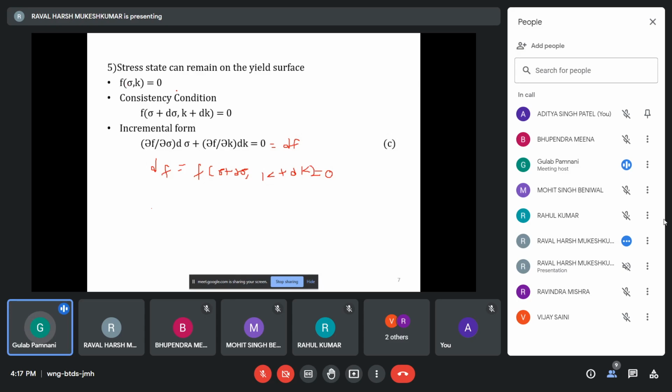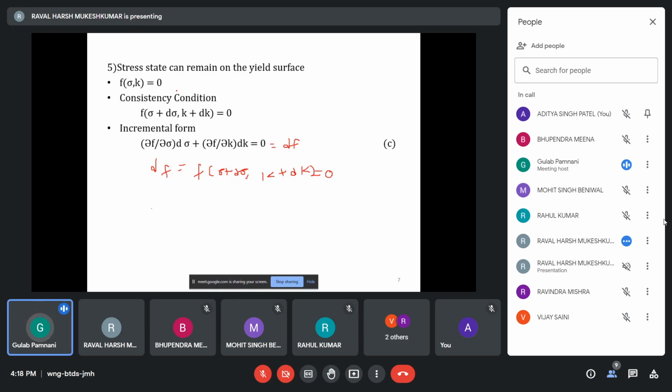So when we are saying that incremental form, that means we are considering the material is still on the yield surface. Yes, sir. We are assuming that the stress state will always remain on the yield surface. Then only your f would be zero, right? Yes. So in this slide, we are assuming that even if there is a change in f, so that we are finding df, we still want to make sure the f remains on the yield surface.